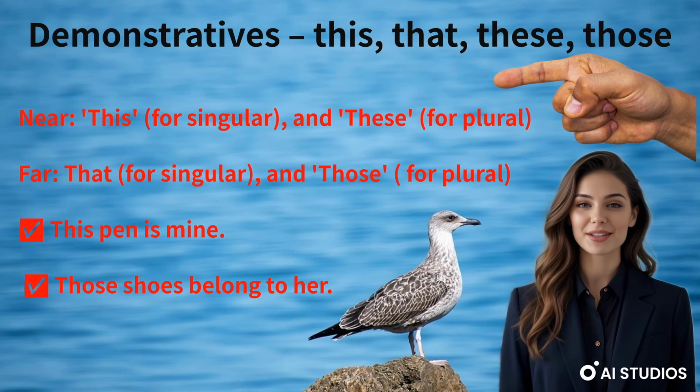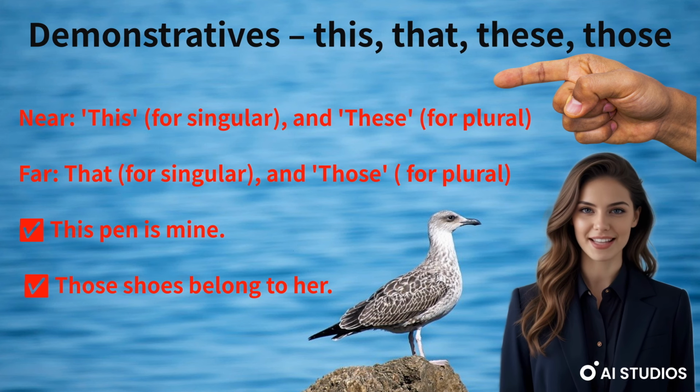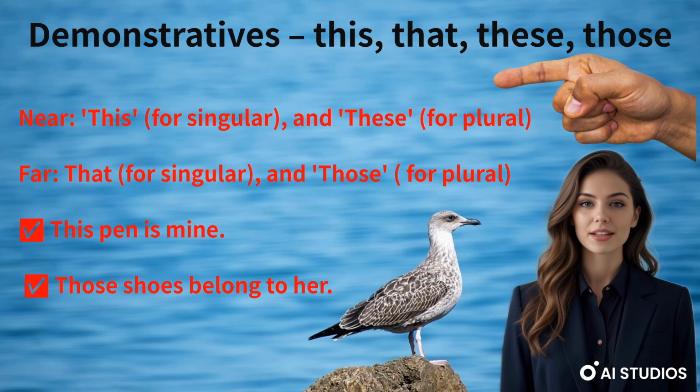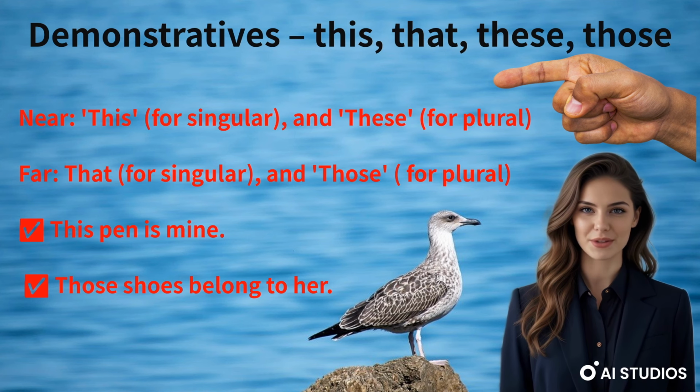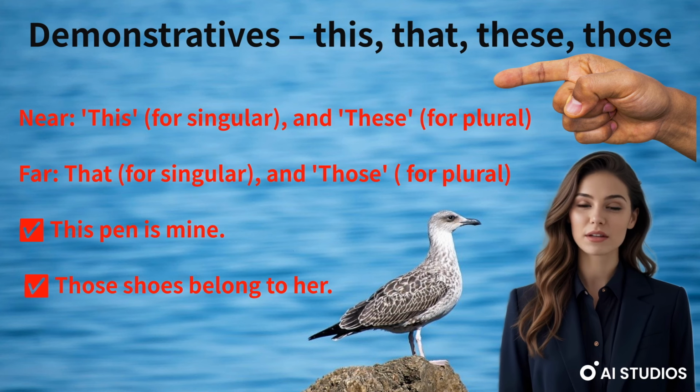Demonstratives point to specific things based on distance. Near: this, for singular, and these, for plural. Far: that, for singular, and those, for plural. This pen is mine. Those shoes belong to her.